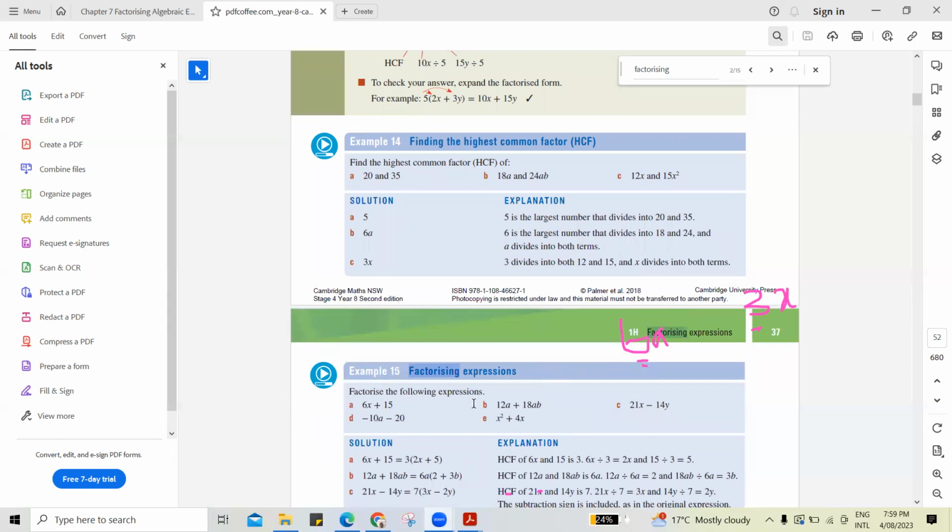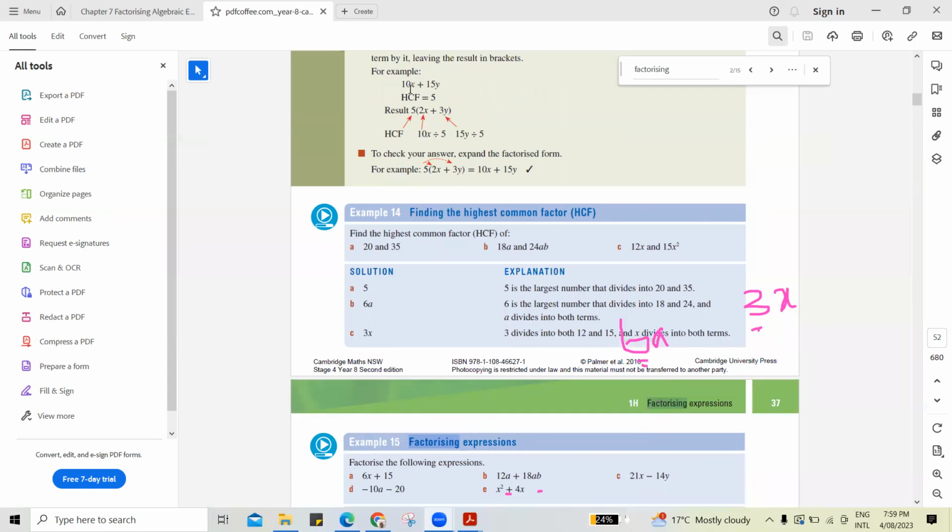Now we are going to factorize the expression. I will take the factor out and I will do one or two, and we will try to do all this. First one, 6x plus 15 is an expression we are going to factorize. Now you learn how to get the highest common factor. Looking at this, what is the highest common factor? Which one? This one. 6x plus 15.